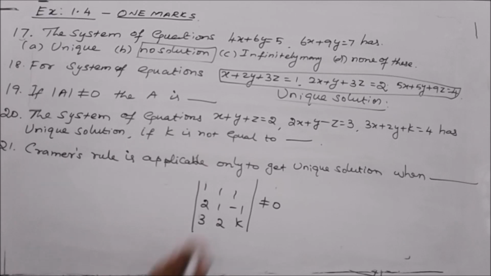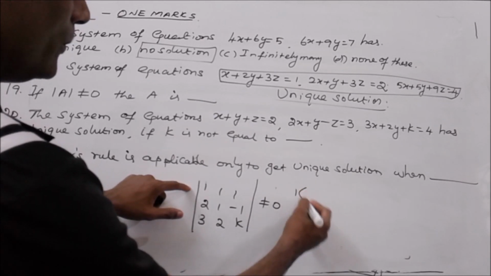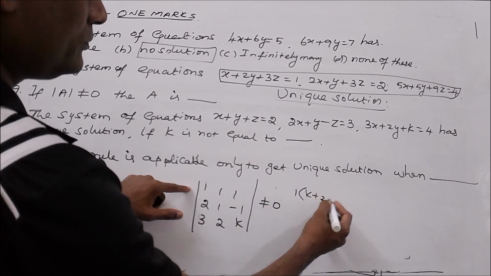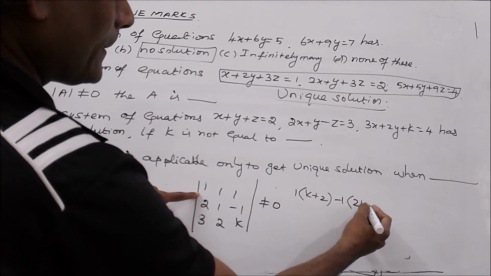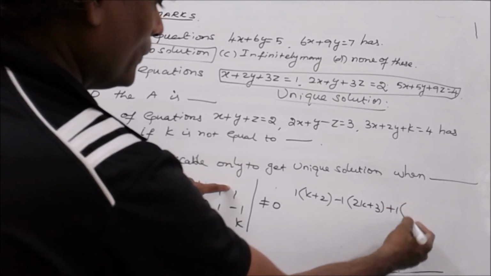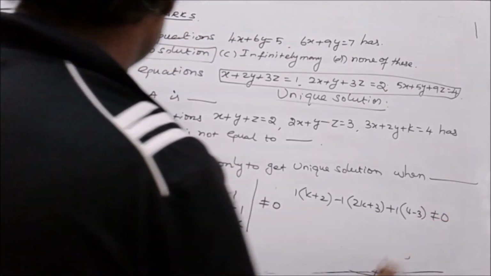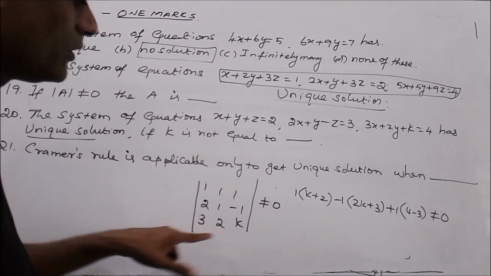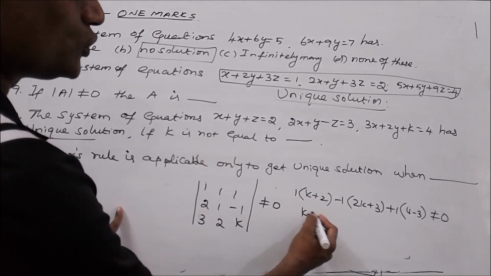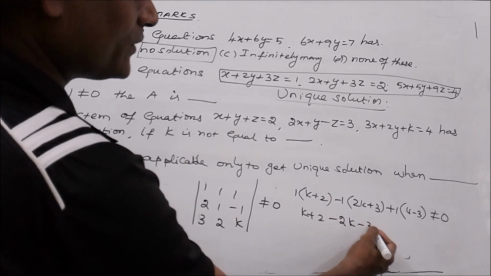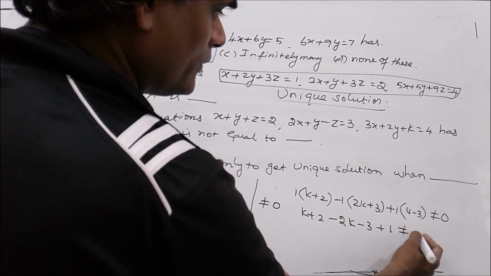Then finding the value, expanding with respect to R1: 1 into (k plus 2), then minus 1 into (2k plus 3), and plus 1 into (4 minus 3). That is not equal to 0, because it follows a unique solution and its determinant value is non-zero. So expanding in this way: k plus 2 minus 2k minus 3 plus 4 minus 3, 1 into 1, is not equal to 0.